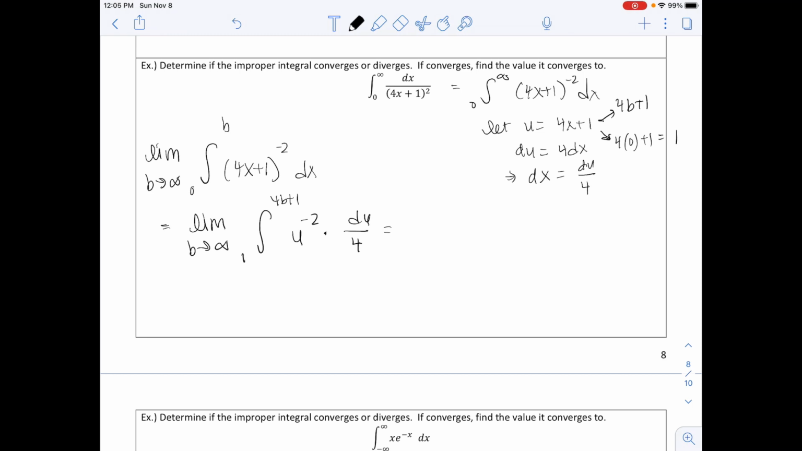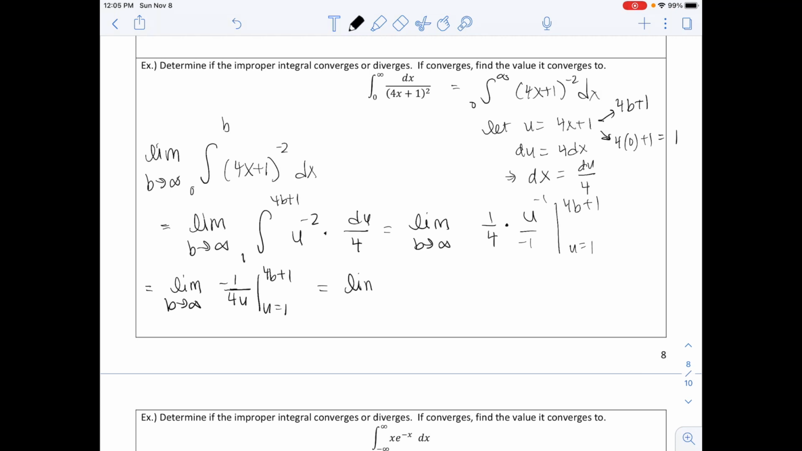So from here, I need to actually integrate this with respect to u. And so I'm going to write my limit as b approaches infinity. I have a 1/4 times adding 1 to my exponent. I have negative 2 plus 1, which is negative 1, and dividing by that same value. And then I'm going to evaluate this from u equals 1 to 4b plus 1. So again, simplifying this, we have the limit as b approaches infinity, and it's going to be negative 1/4 times 1/u, since that u would also go into the denominator, from u equals 1 to 4b plus 1.